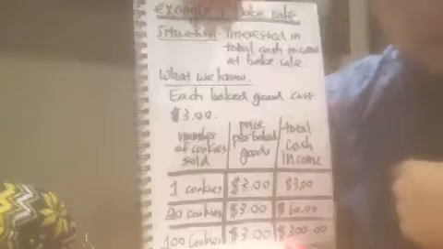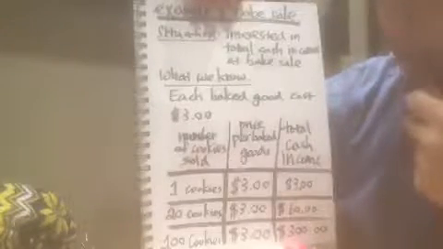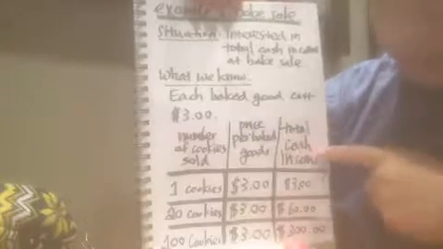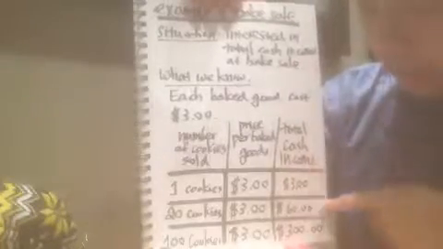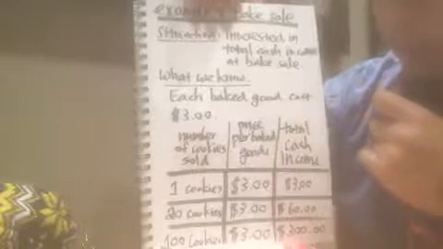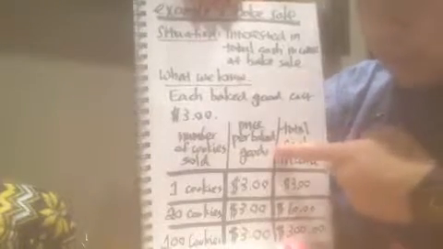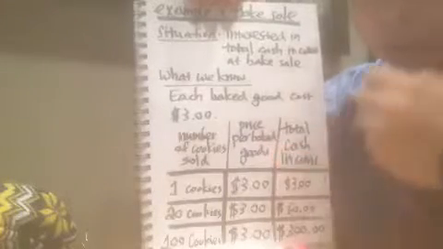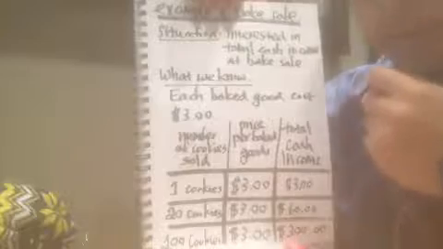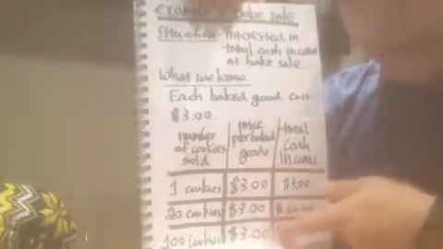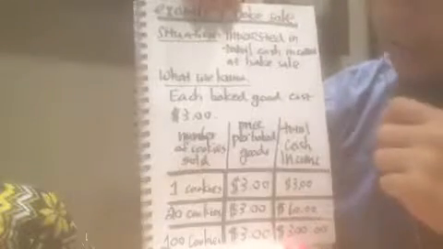Notice that we are interested in the total cash income from the bake sale, which is this column. We're also provided with the information that the price per baked good is $3 apiece. So it doesn't matter what you buy, or whether it's at the start of the bake sale or at the end. This remains the same at $3 per baked good.